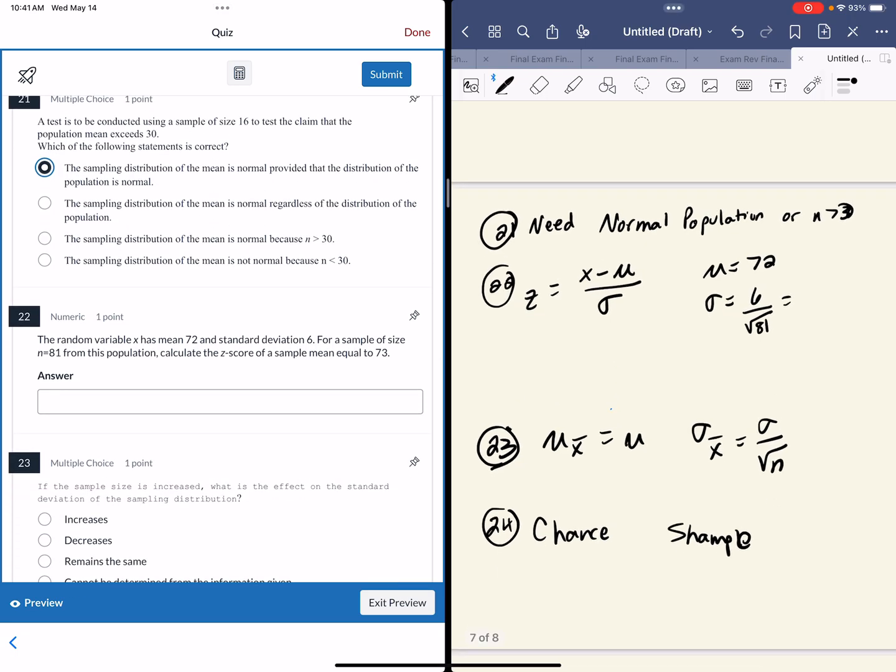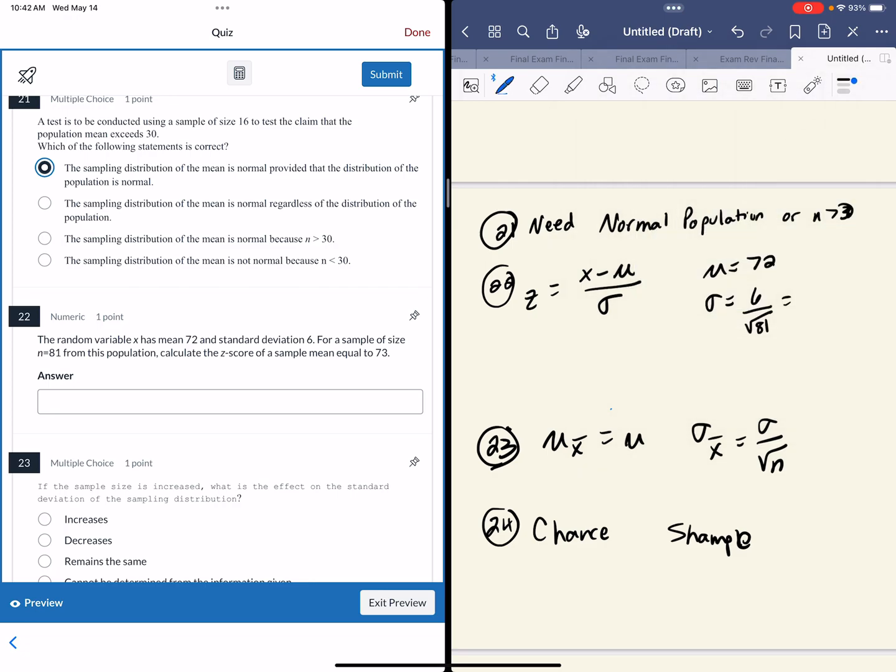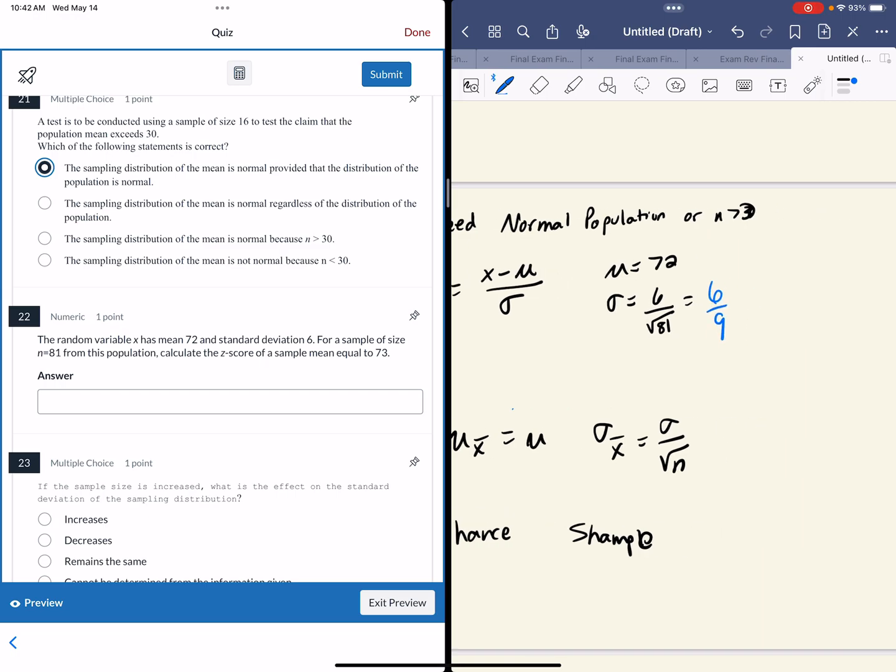I don't think 22 is going to be on there, but I'm going to do it with you to show you just in case. But here's what we're going to do with 22. There's my z-score. My mean is 72, and my standard deviation is 6, but it's a sample of size 81. So it's 6 over root 81, or 6/9. You can simplify that if you want, but it will not matter.